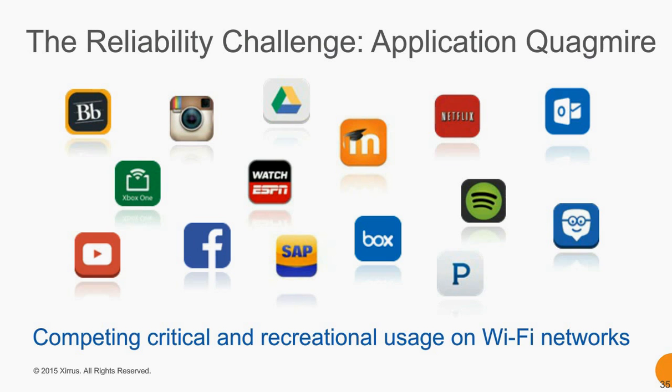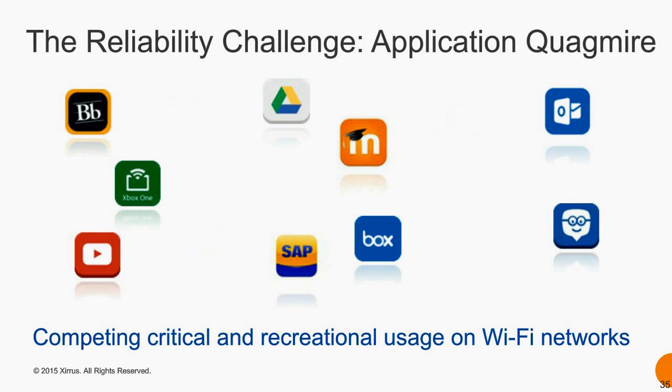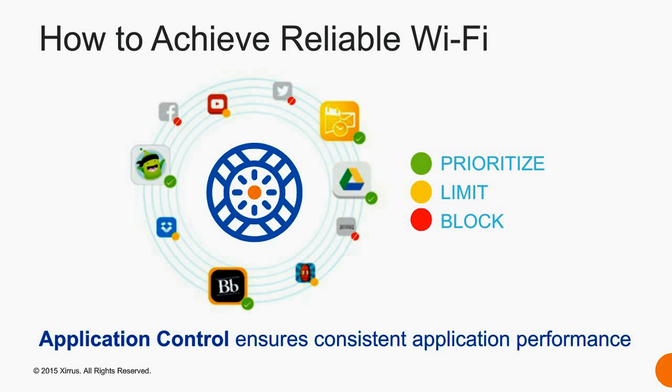You have critical usage of the network, maybe watching video or doing an online test, versus recreational use, because students are bringing in their devices and maybe watching ESPN Sports or streaming something live. They're all competing for the same bandwidth, and you need to be able to identify the applications that are important and then either block or deprioritize the ones that are not. And this is where application-level visibility is very important, something that we achieve with something called application control.